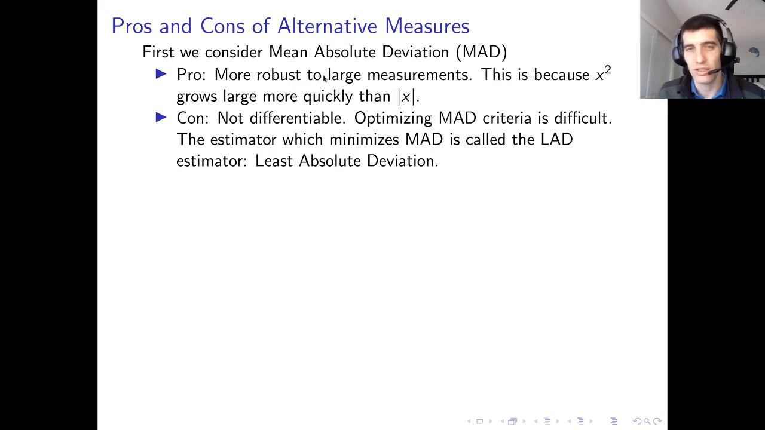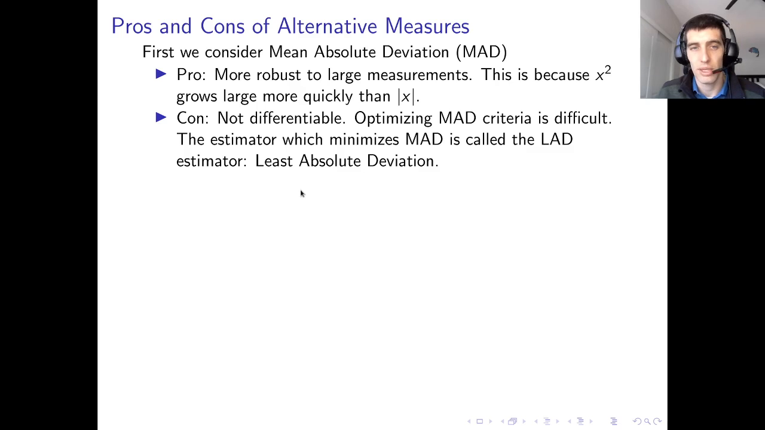This is similar to the relationship between the mean and the median. The mean is more sensitive to large measurements than the median, and this parallels the relationship between the mean squared error and the mean absolute deviation. A drawback to using the mean absolute deviation is that the criterion is not differentiable.